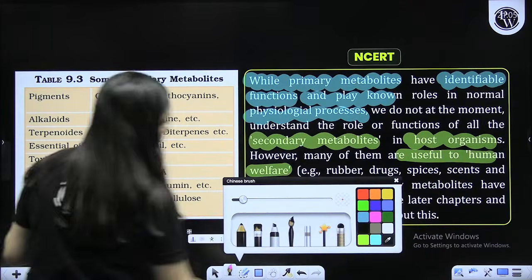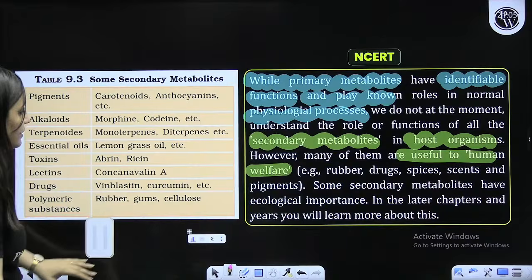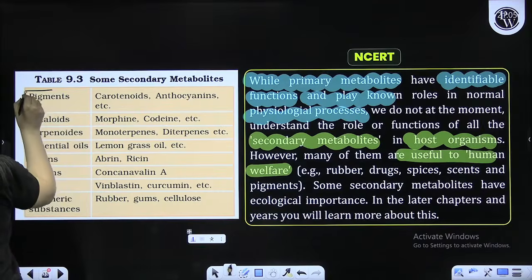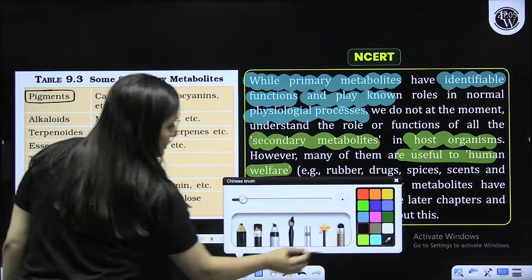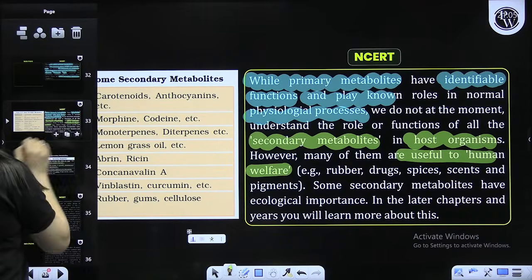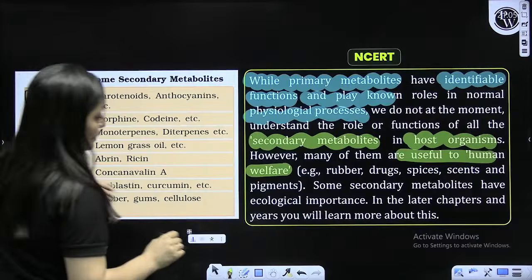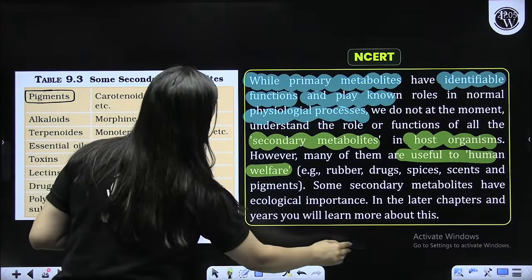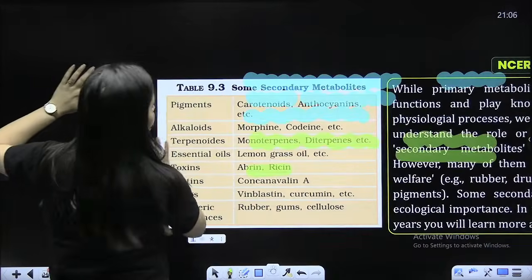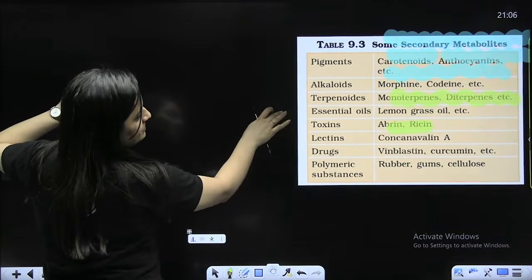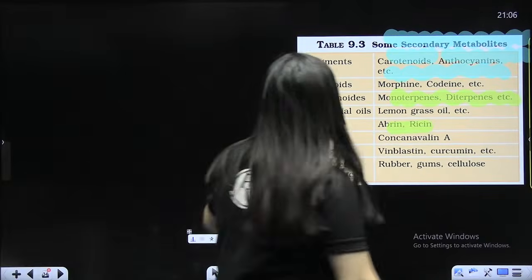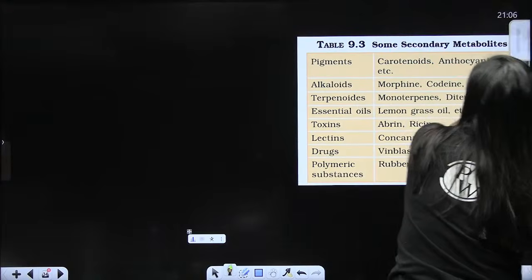So this is the next important table which we need to remember. This table is showing the list of secondary metabolites. The very first thing that they are discussing is the pigments. So now let's understand this particular part. Remember, in this particular chapter, each and every table is important, and that's what we are also going to discuss here. Any doubt so far? This is a very important topic.